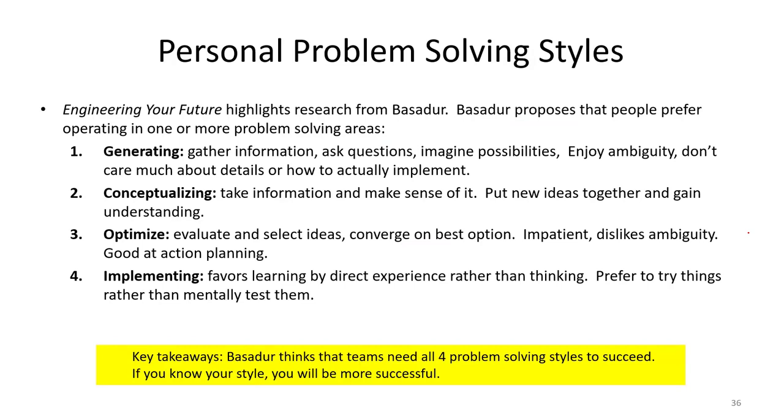So lastly, we'll finish up with a few more ideas to keep in mind while solving problems. First is this idea about personal problem solving styles. So a lot of research has been done about how to make people solve problems better. And one idea proposed here is that people generally prefer operating in one or more of these four areas.